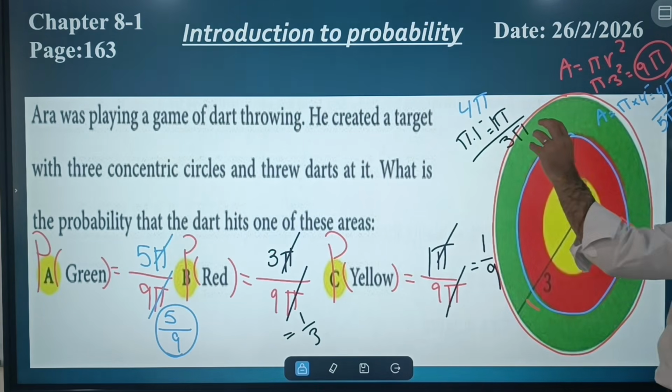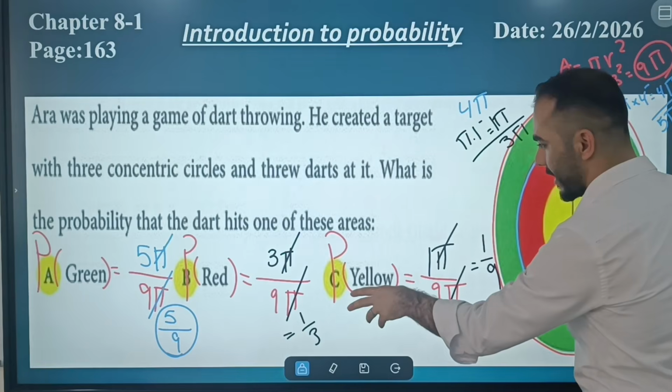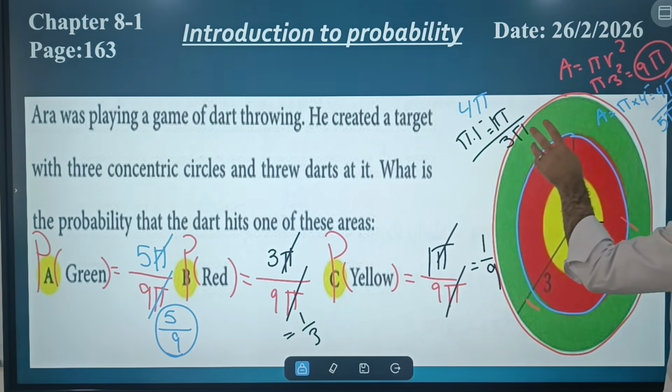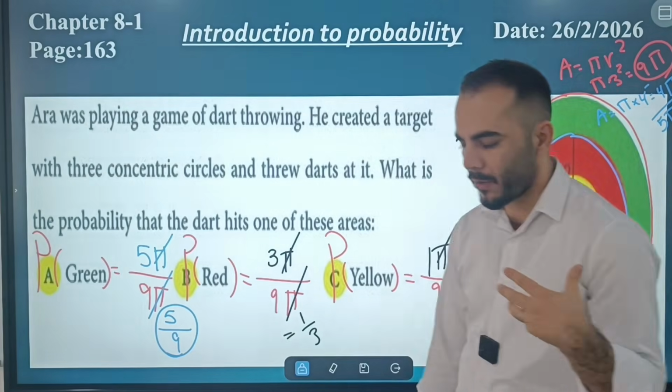So the probability of hitting the green part is 5 over 9. The probability of hitting the red part is 3 over 9, and the probability of the yellow one is 1 over 9. That is how to deal with probability.